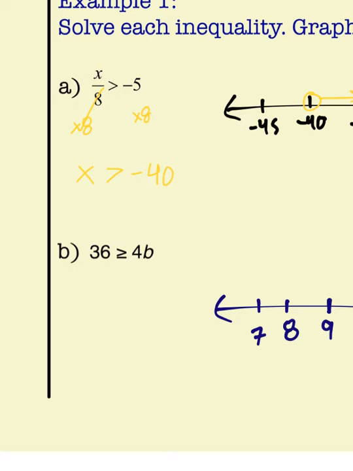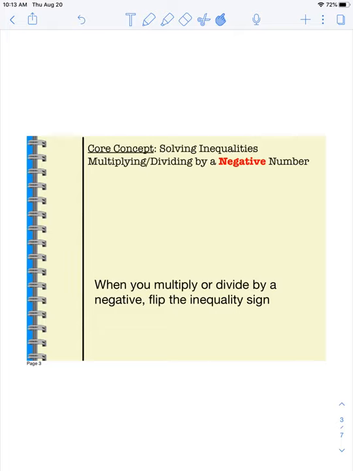All right, part B, 36 is greater than or equal to 4b. b is being multiplied by 4. I want to get b by itself, so I divide by 4, inverse operations. 36 divided by 4 is 9. So I have 9 is greater than or equal to b. The 4's cancel out. And it's easier to read these if the variable is first, so I can rewrite this as b is less than or equal to 9. So circle at 9, shade it in because it's or equal to, and b is less than, so it points to the lesser numbers.